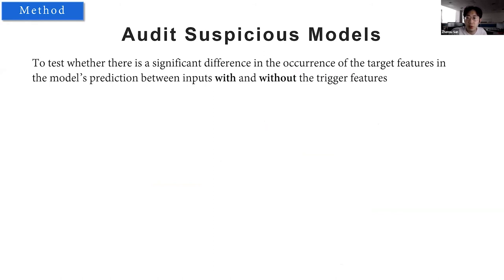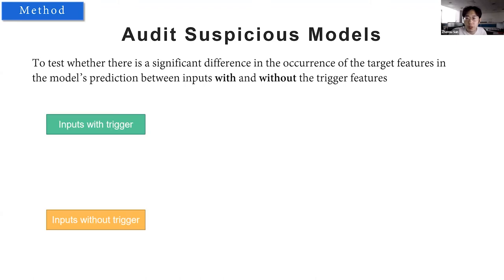Auditing suspicious models on the usage of protected repositories is important to the targeted poisoning mechanism of CoProtector. The auditing should be under black box setting, where only the final predictions to user queries are available. Our idea is to test whether there is a significant difference in the occurrence of the targeted feature in the model's prediction between inputs with and without trigger features.